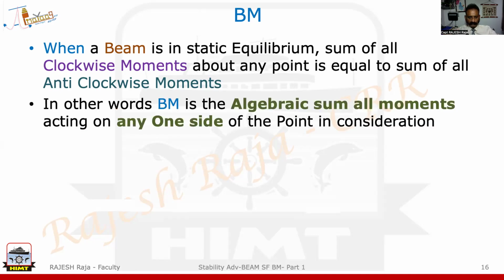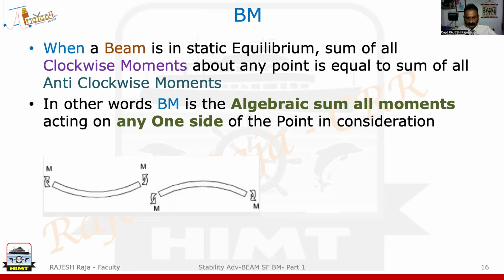Okay. So in other words, the algebraic sum of all the moments acting on one side is how you calculate your bending moment. You stand at a frame, you calculate the algebraic sum of all the bending moments on one side. And here also we take the left side. Okay, we take the left side. Now let me show you a small picture. Let us define again the first para.